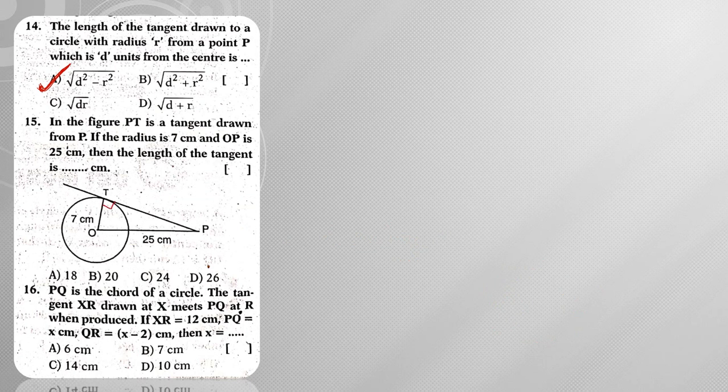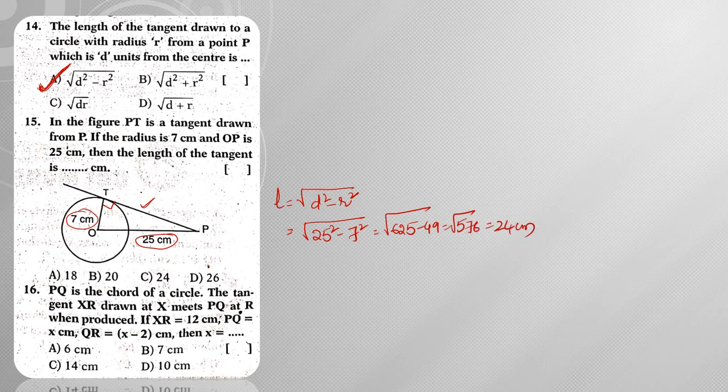So here from the figure you can clearly observe that the hypotenuse is 25 centimeters and one of the sides is 7 centimeters. Then the length of the tangent is given by the formula we already know, L is equal to square root of d square minus r square. Now substituting the values, square root of 25 square minus 7 square. So 25 square is 625 minus 49, which is equal to square root of 576, which is equal to 24 centimeters. Hence the answer is 24 centimeters.